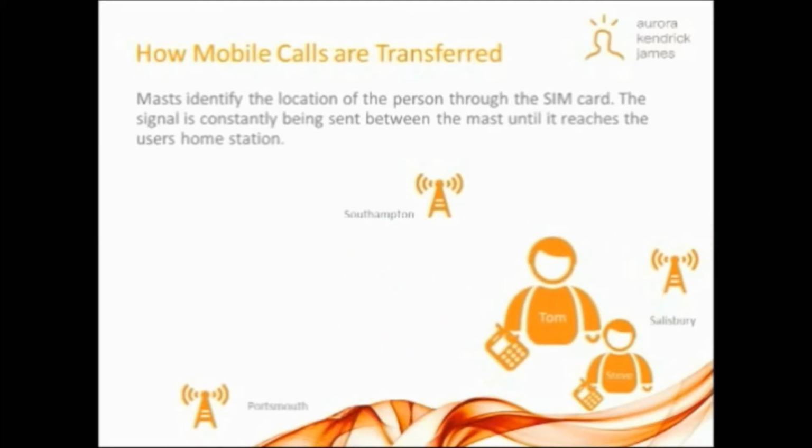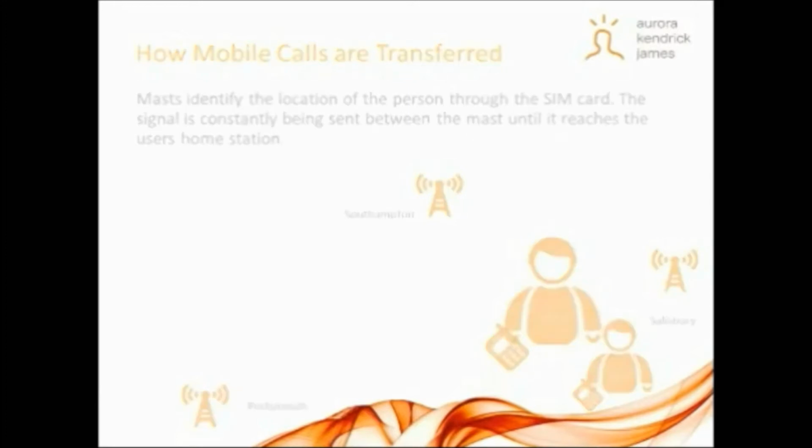So, once he gets to Salisbury, Steve, his colleague, will need to phone him to meet up with him. So what will happen is Steve will dial his mobile number. It will go to his network. His network will have already received that signal from Salisbury, and then that call is transferred through to Tom's phone.